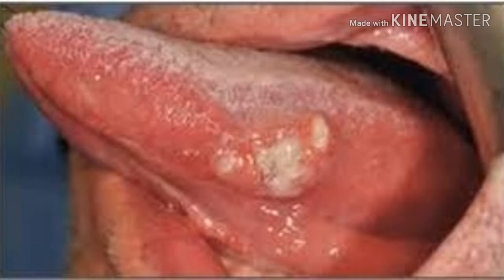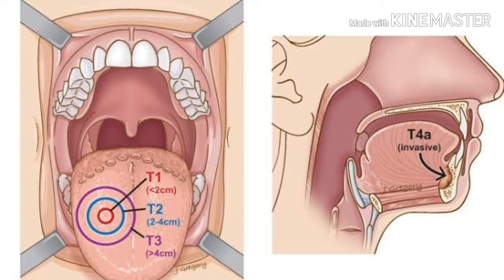So, tell me, what is your case? This is a case of ulcerative type of carcinoma tongue on the right lateral aspect of anterior two-thirds of the tongue without any lymph node metastasis. Okay, tell me the summary.